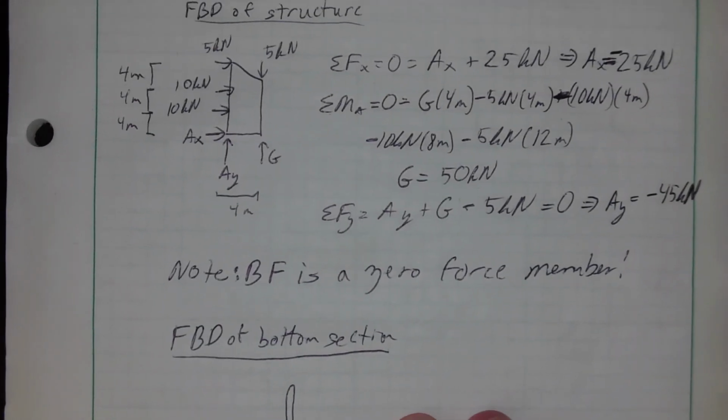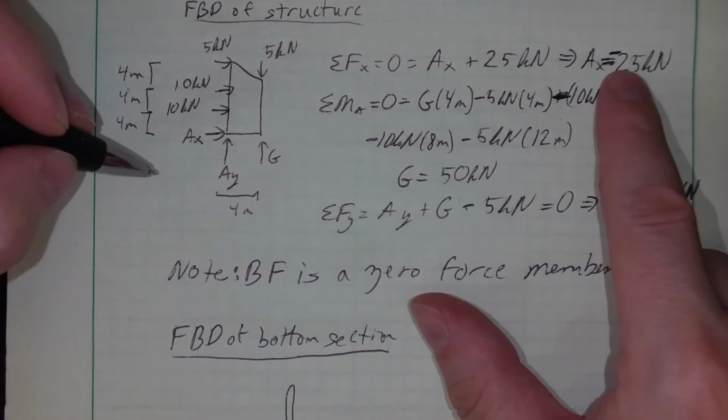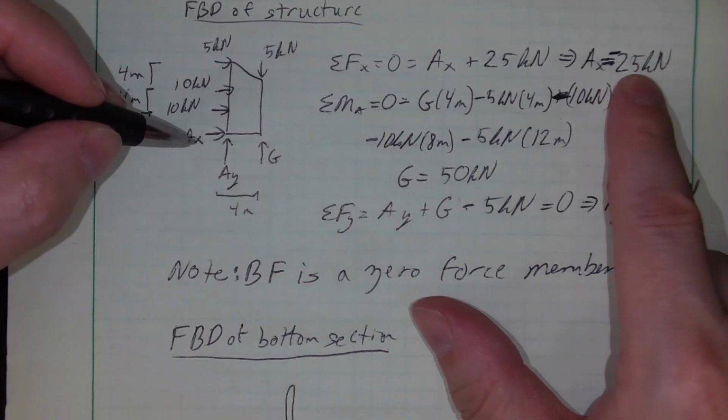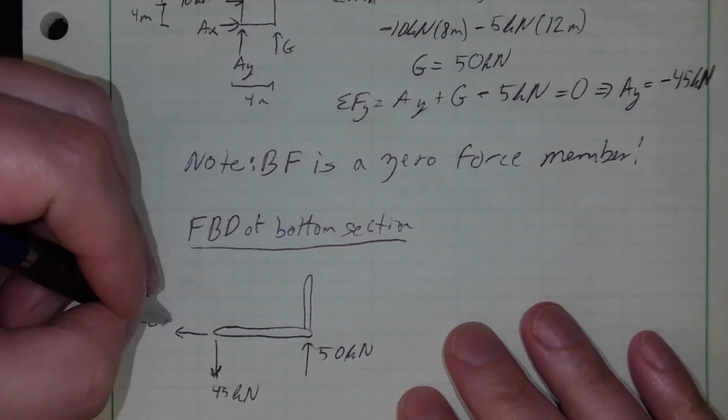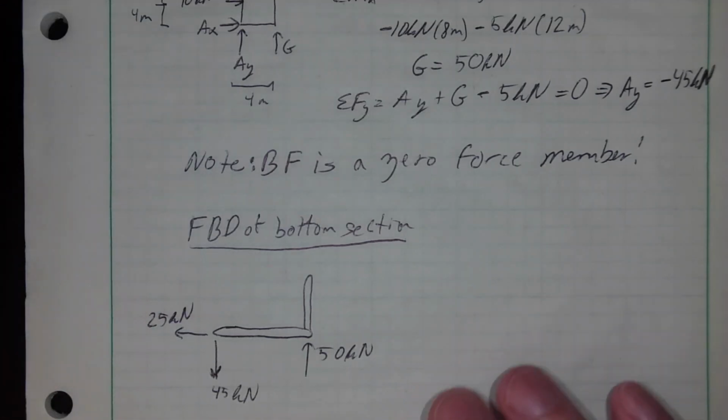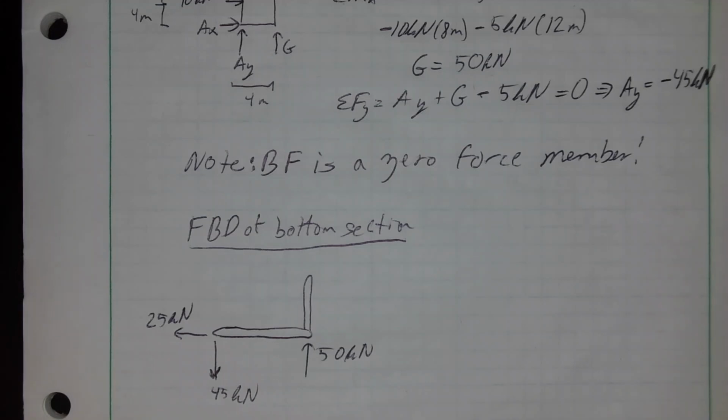That's okay. Same thing with AX. We drew it positive here, but I found it to be negative. So I'm going to draw it minus 25 kilonewtons, or 25 kilonewtons in the negative x direction.